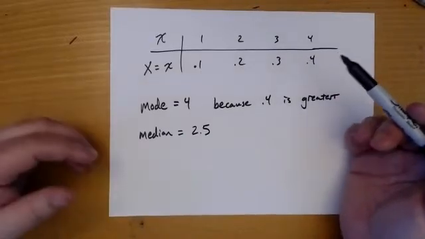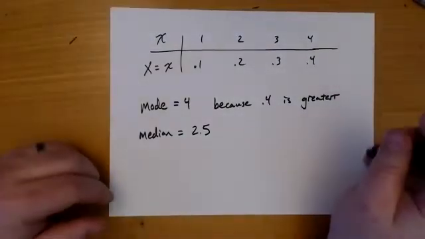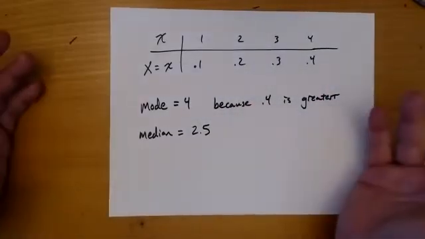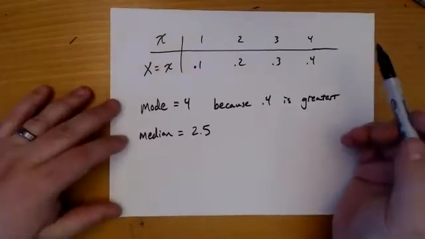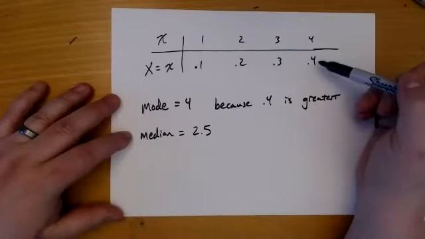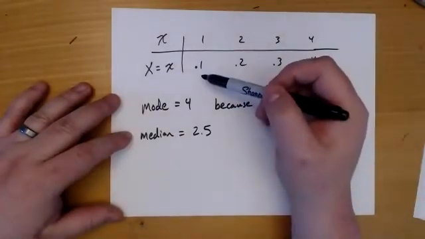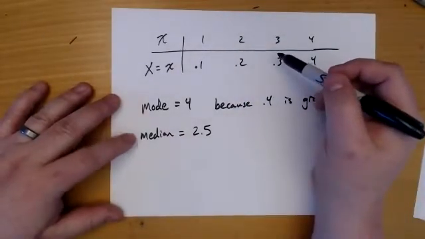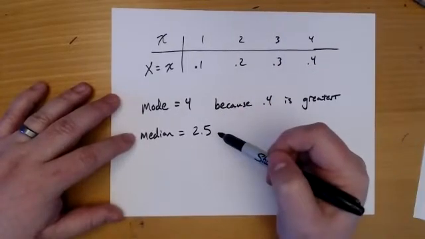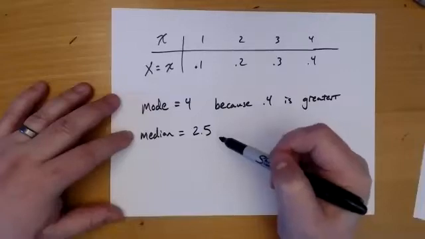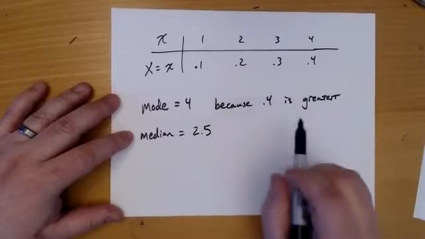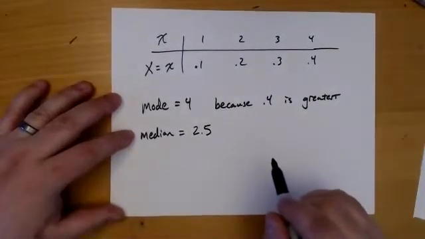So let's say we were looking at the ages of children in a playground. Randomly, 4-year-olds are most common in the playground, 1-year-olds are least common, but the median age in this playground is 2.5 years old. So just remember that you're dealing with the median of these numbers, not these numbers, when you're doing medians. Are we cool on this?